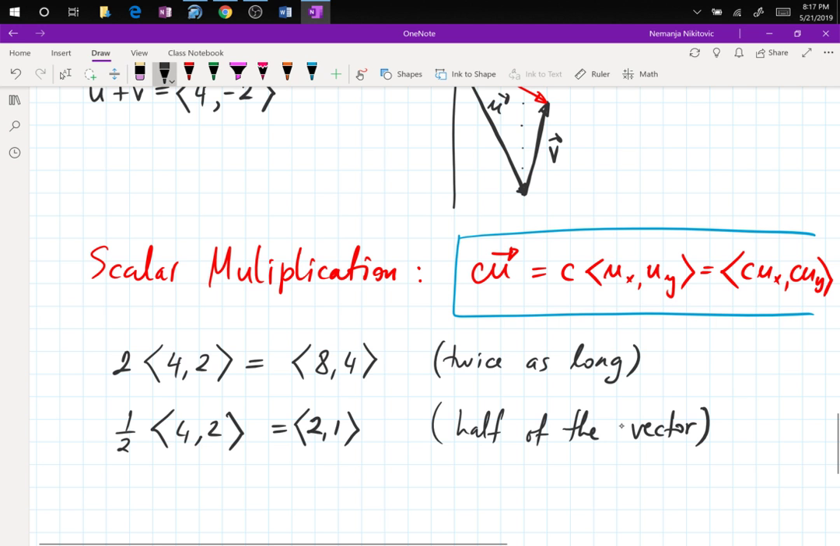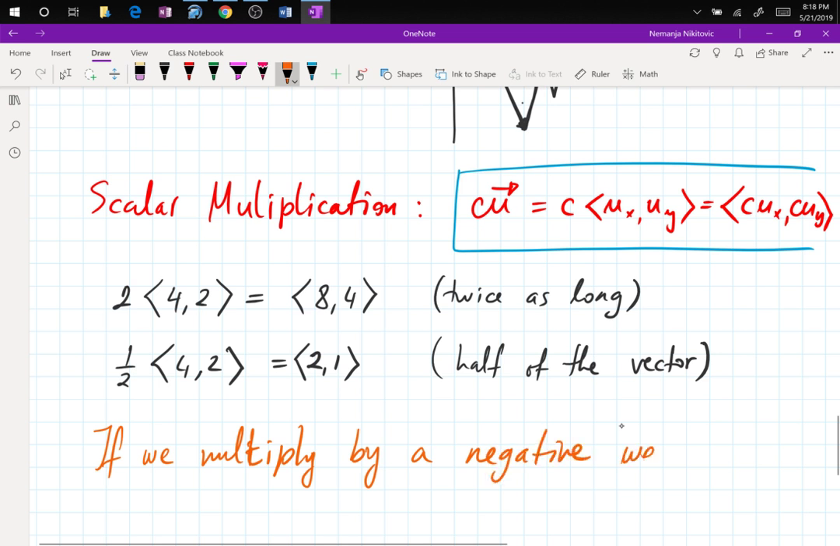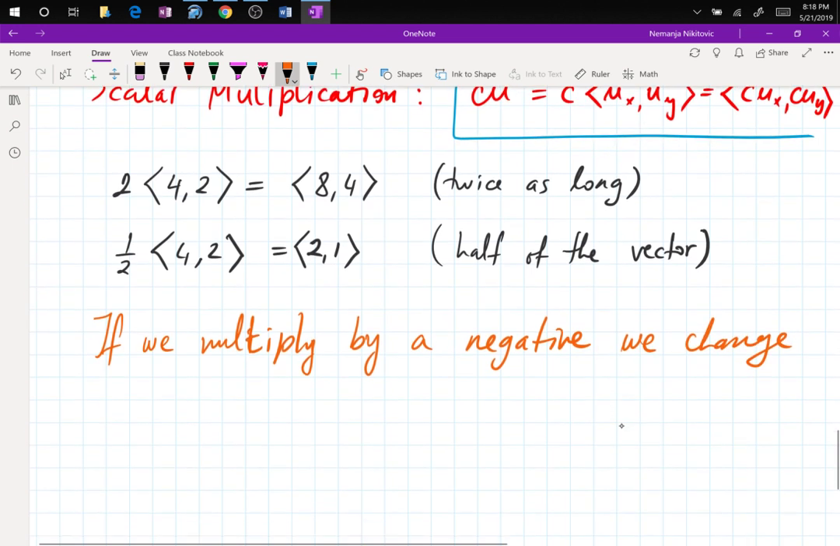So we can do scalar multiplication. Now, since direction is important, if you multiply by a negative number, you also flip the direction. I should write that. Let's go orange. If we multiply by a negative, we change the direction. I'll put also in parentheses as well.